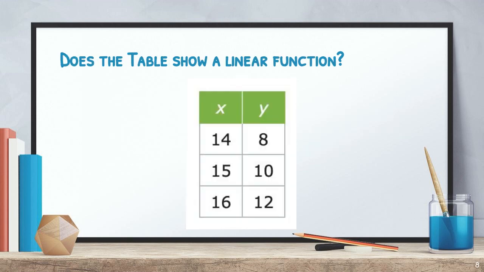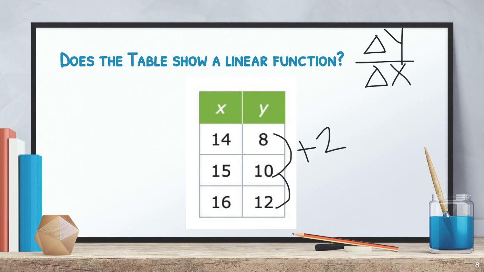First example. Let's recall that to find my slope from a table, it is the change in y divided by the change in x. So it's how y is changing over how x is changing. To get from 8 to 10, I am adding 2. To get from 10 to 12, I am adding 2. Now for x, to get from 14 to 15, I'm adding 1. To get from 15 to 16, I'm adding 1.